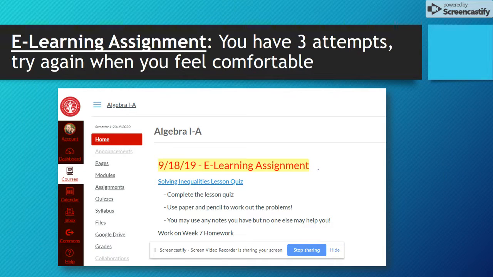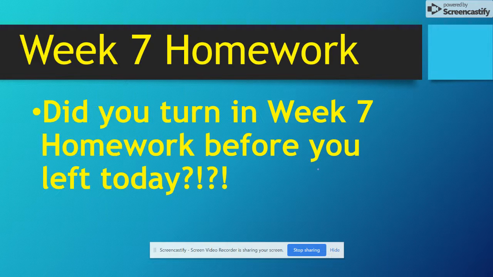Okay. So the e-learning assignment, just remember you have 3 attempts. At this point, if you feel like you practice a little bit more, you can go back and do that again. It's a solving multi-step inequalities lesson quiz that needs to be attempted, otherwise it will be a 0, and it is a lesson quiz, so that counts as more than just a regular homework assignment. Okay? So make sure, week 7, make sure you turn it in before you leave today.